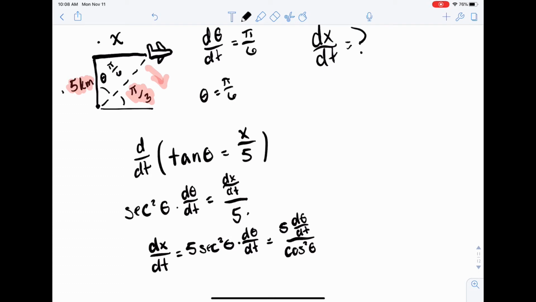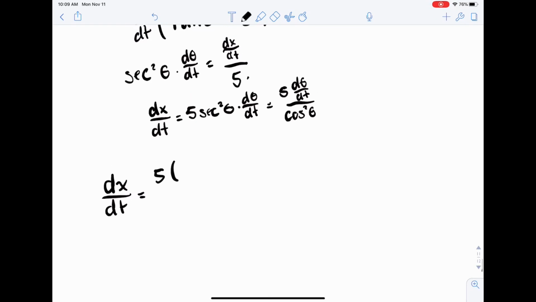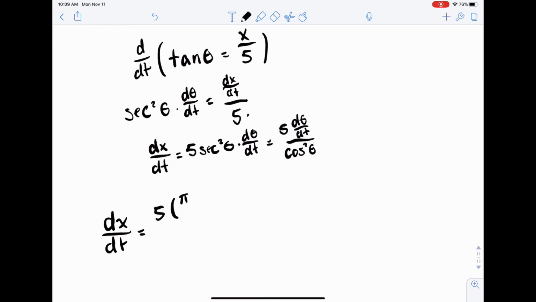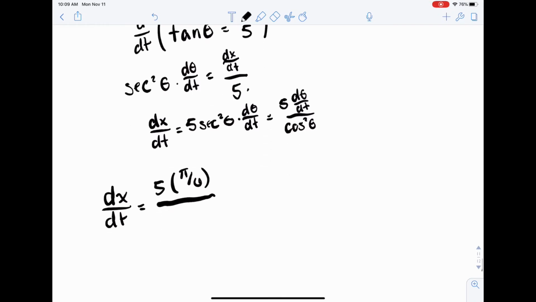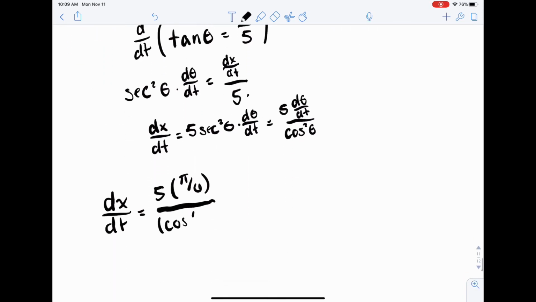All right, so we have our derivative. Now we're going to do something that they call plug and chug in Canada. So we'll go ahead and write this over here. dx over dt is equal to 5 times, and we know that d theta dt is equal to pi over 6. So 5 times pi over 6 over cosine, and we know that theta is equal to pi over 6. So cosine pi over 6, and square that.